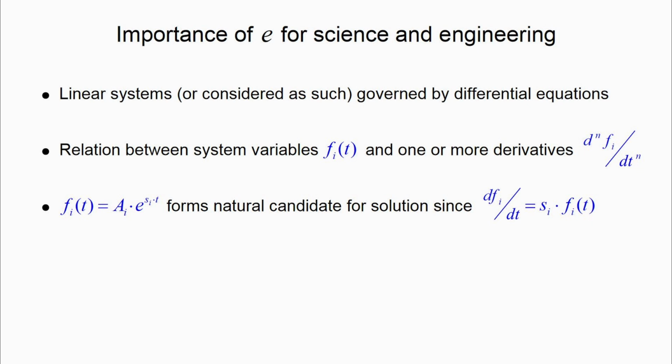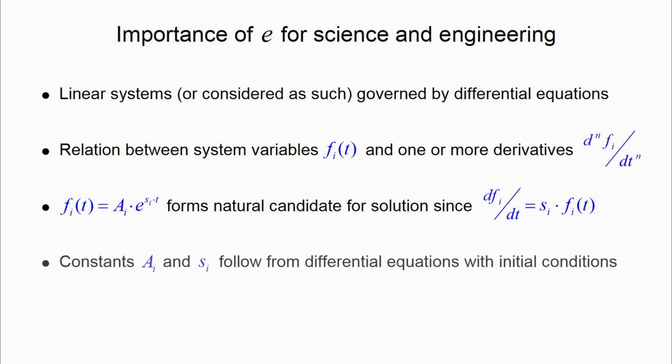The number of possible terms depends on the order of the equation, that means the highest derivative in it. The constants a_i and s_i, respectively defining the magnitude and the time behavior of such candidate solutions, are found by working the differential equations after substituting those candidate solutions, while taking the initial conditions of the system into consideration.